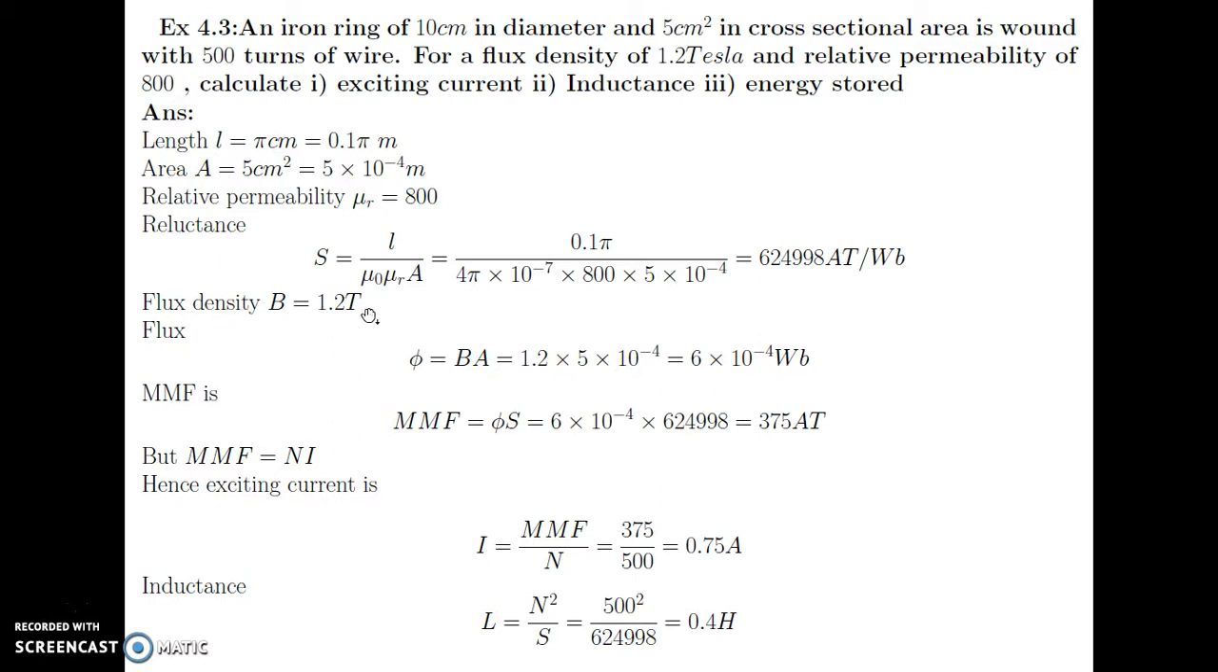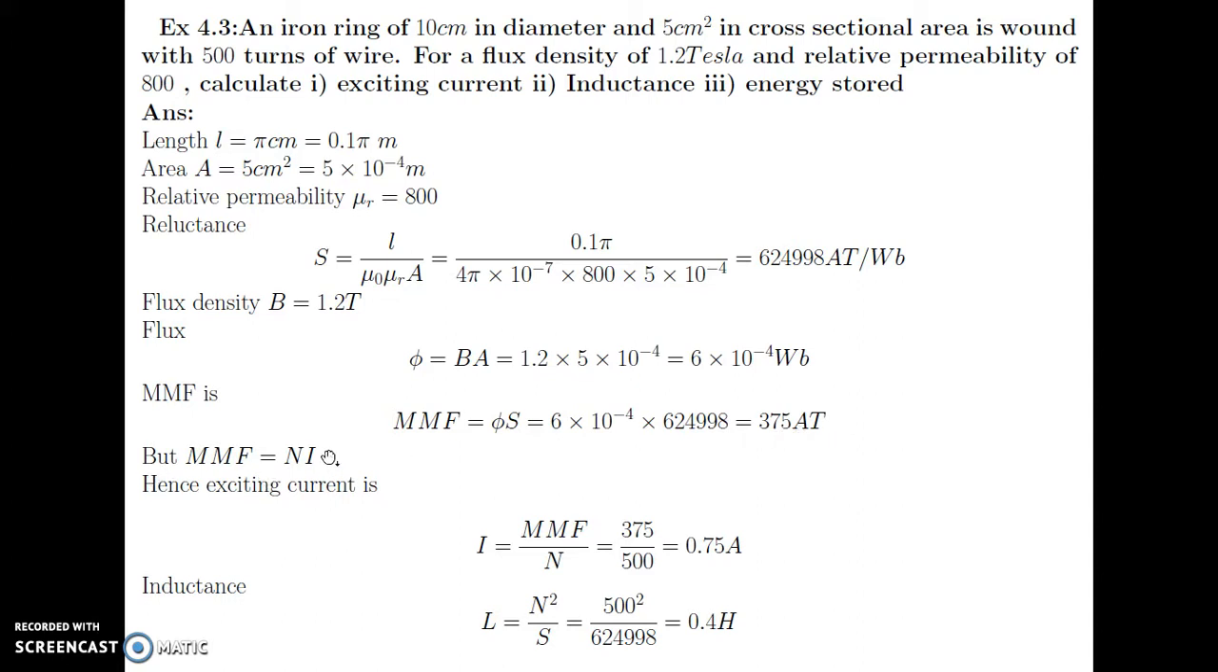The flux density B is equal to 1.2 Tesla. So I will calculate the flux from the flux density. Flux is equal to B into A, that is flux density into cross-sectional area. 1.2 into 5 into 10 raised to minus 4 gives me 6 into 10 raised to minus 4 Weber as the flux. So mmf is equal to flux into reluctance, that is 6 into 10 raised to minus 4 into 624,998. It gives me 375 ampere turn.